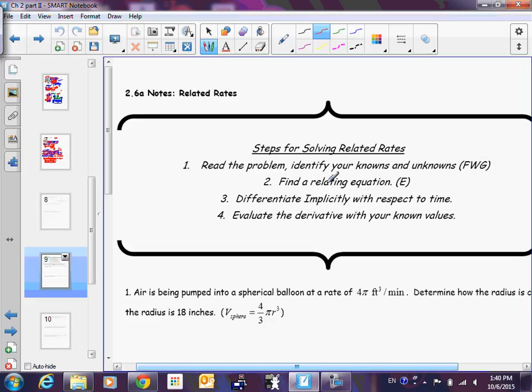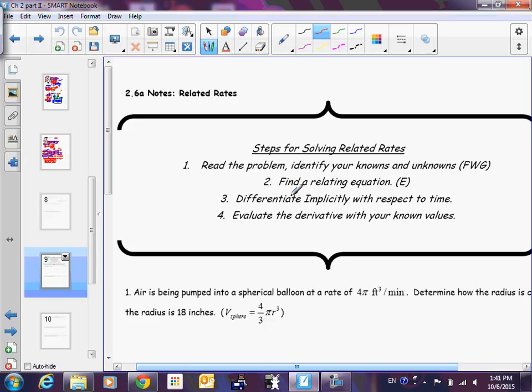The second thing is you're going to find a relating equation. Sometimes, like on number 1, they give you the equation. Sometimes you're expected to know it. So like the area of a circle, the AP test is not going to give you that formula. They're going to expect you to know that.